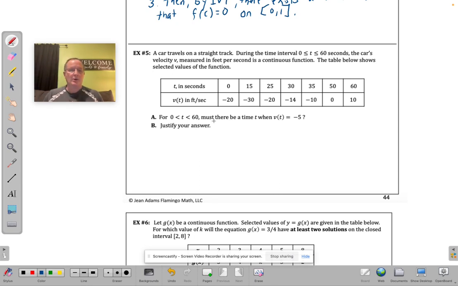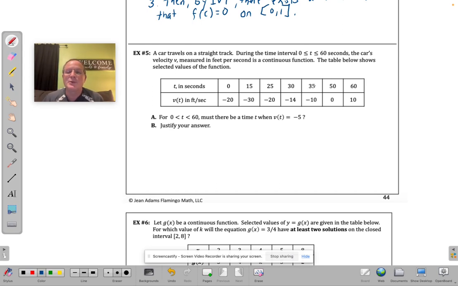Okay, so part A: for 0 less than t less than 60, is there a time t where v of t is equal to -5? Well, I can see it. It's happening between these two. So really, I could just say between 35 and 50, because that's on the interval we're talking about. So that's what I'm going to do.